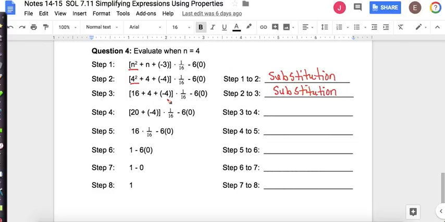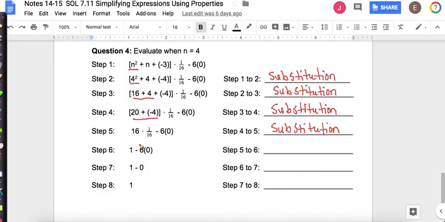Step 3 to step 4, I notice that there's a 20 here, so the 16 plus 4 was replaced with a 20, so that is also substitution. Step 4 to step 5, I still have brackets here, or grouping. So 20 plus negative 4 was replaced with a 16, so that's also substitution. So there's a lot of substitution here before we get to one of our other properties.